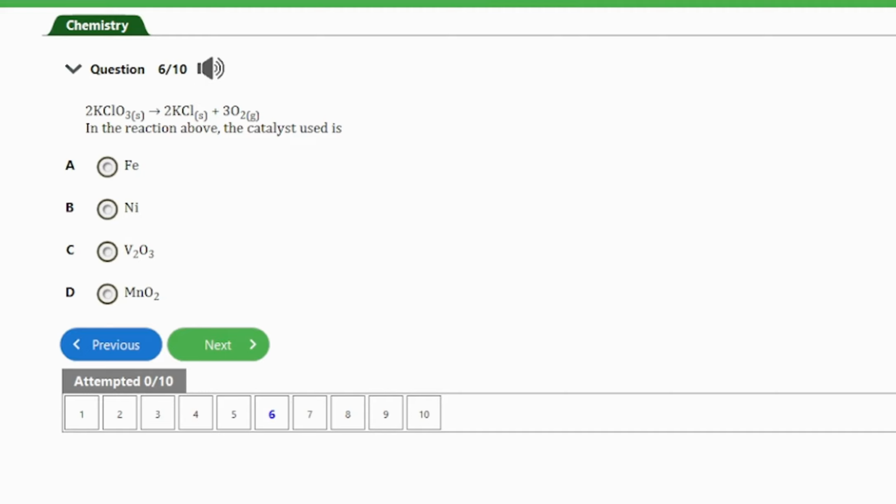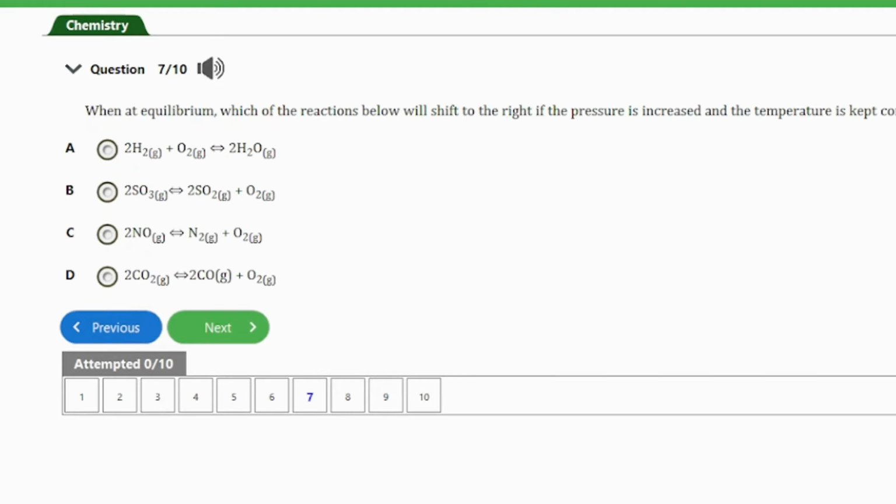That's at 368 degrees Celsius. So this reaction actually requires the presence of manganese 4 oxide as a catalyst. So that's it about this question. So let's consider the next question.